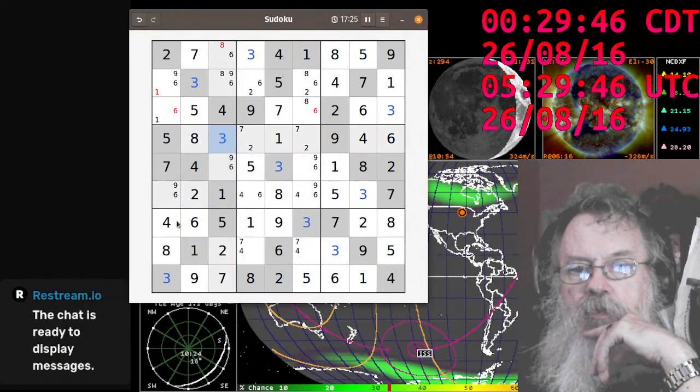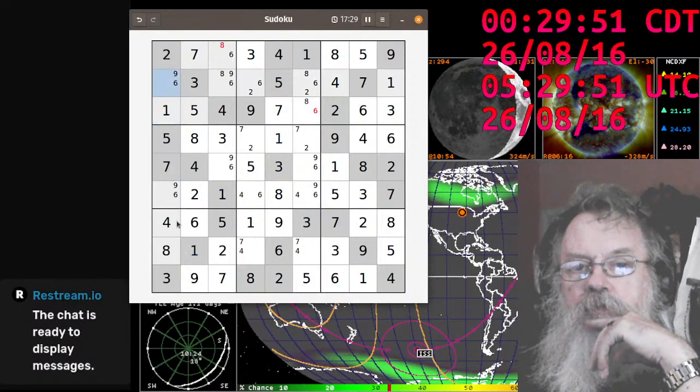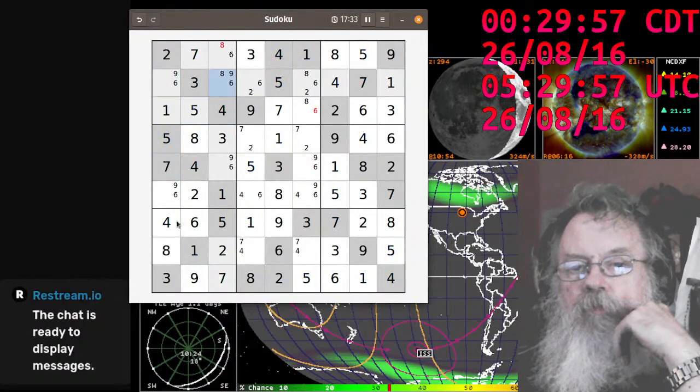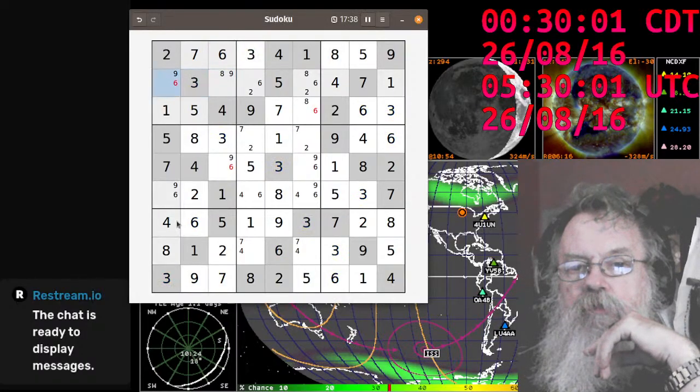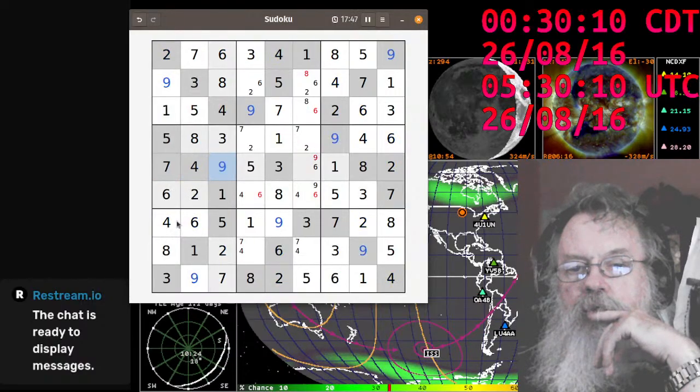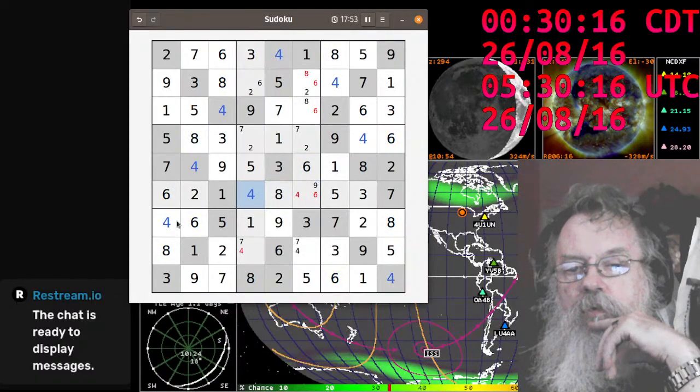9-6 pair here. This is no longer a 6, so that's a 1. That's no longer a 1. Get a 9-6 pair. This becomes a 6, so not a 6 here or here, not an 8 here, so that's a 9. This is an 8. 6 here, 9 here, 6 here, 4, 9.